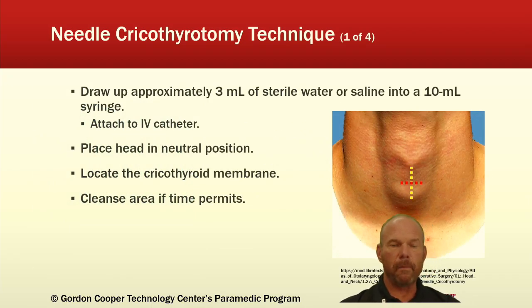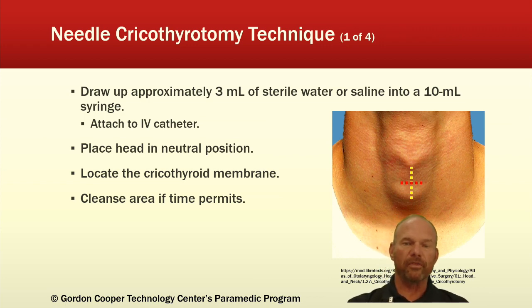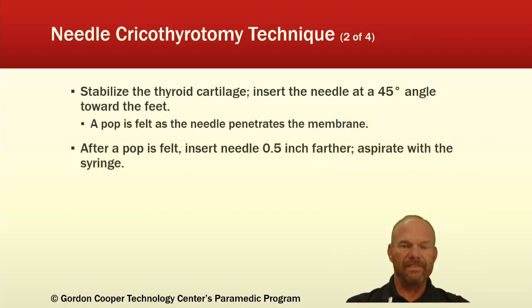So technique: prepare the syringe and catheter, fill that 10 mil syringe with about 3 mils of sterile water or saline. Position your patient and then identify your landmarks. So we're going to be more of a neutral position. Stabilize your airway structures. Find your cricothyroid membrane. Clean the site. And then insert the needle.